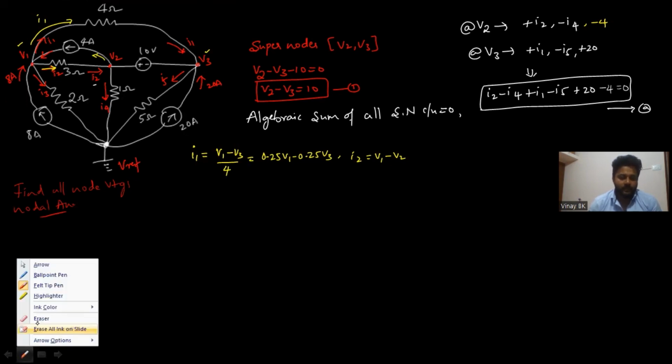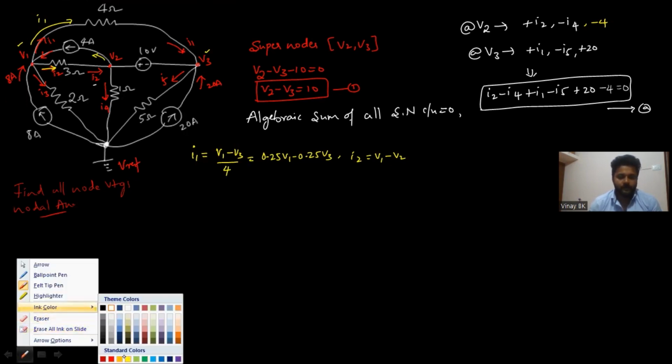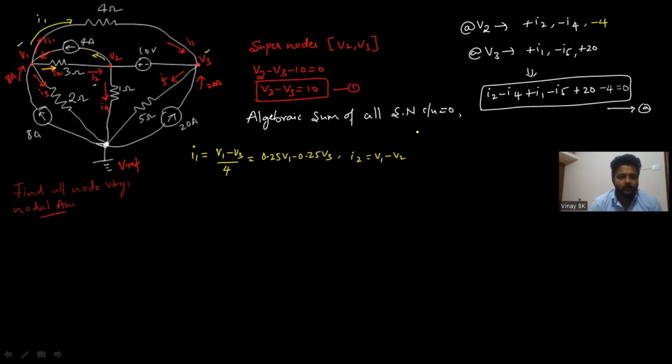So now I2 we can write as V1 minus V2 divided by 3. That's nothing but 1 by 3, which is 0.334 V1 minus 0.334 V2. That is I2. Similarly, I3. See, I3 is flowing from V1 to reference. This is I3. So you can write I3 as V1 divided by 2, which is nothing but 0.5 V1.